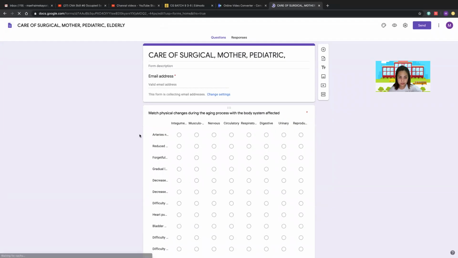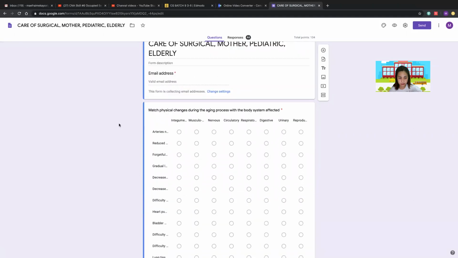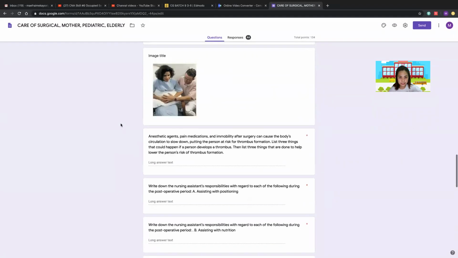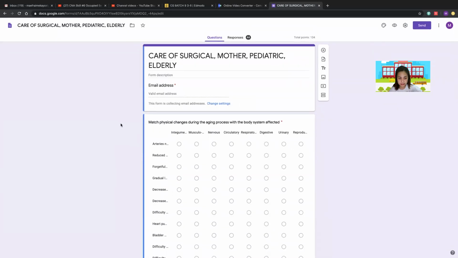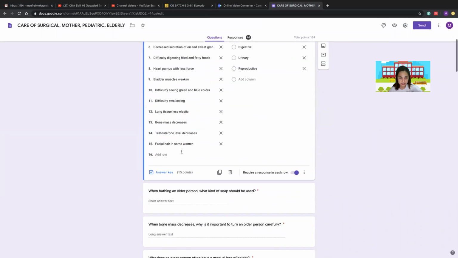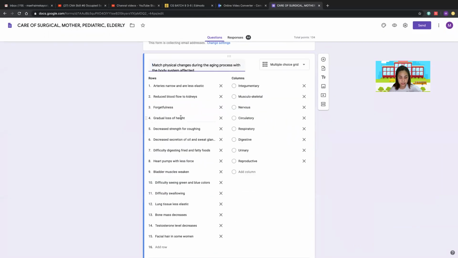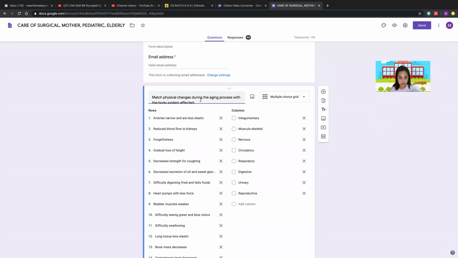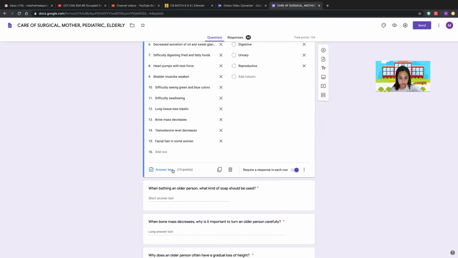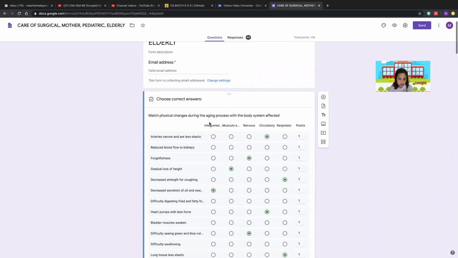Next one, care of surgical patient, mother, pediatric, and elderly. So it will be more easy than the last topic that I've discussed. It's very easy. If you know the parts of the body systems, then you will get it correct.